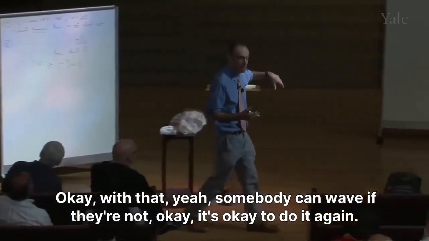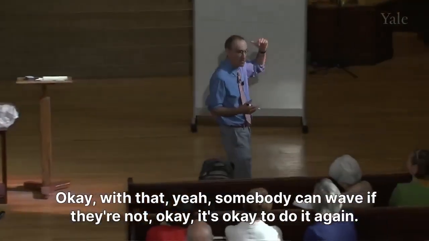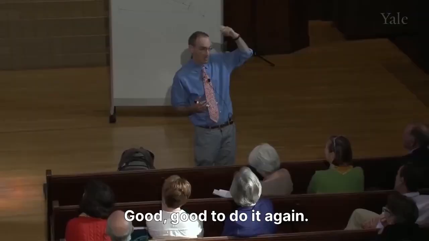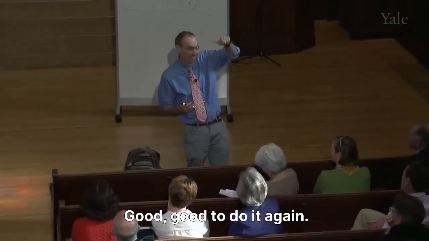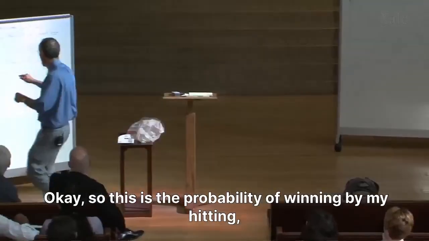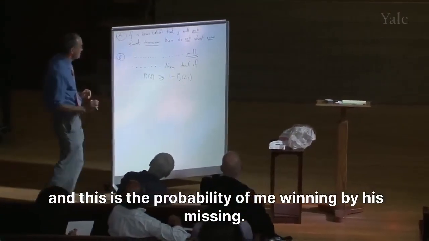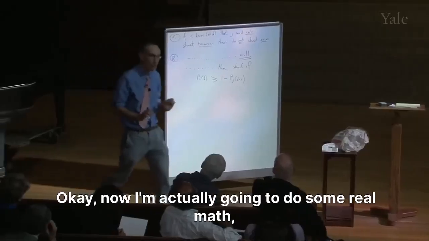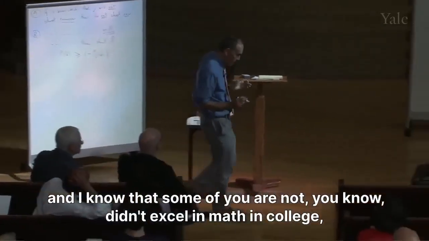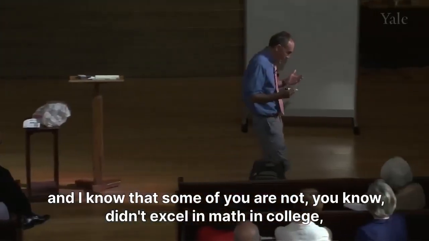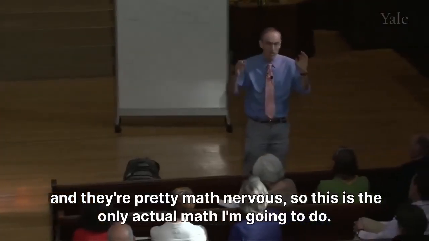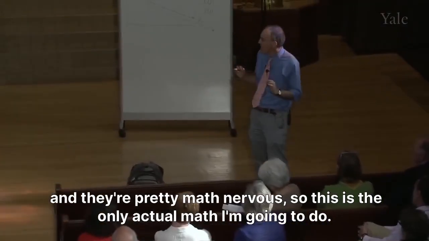Yeah? Somebody can wave if they're not. It's okay to be. Should I do it again? Good, or do it again? Yes? Okay, so this is the probability of winning by my hitting, and this is the probability of me winning by his missing. Now I'm actually going to do some real math, and I know that some of you didn't excel in math in college and are pretty math nervous, so this is the only actual math I'm going to do.